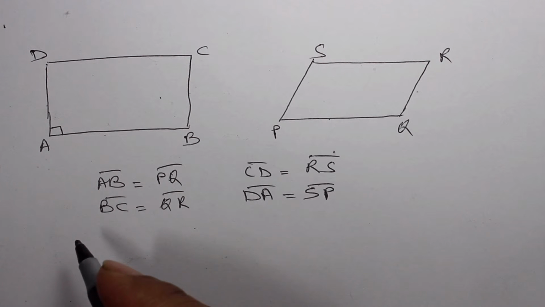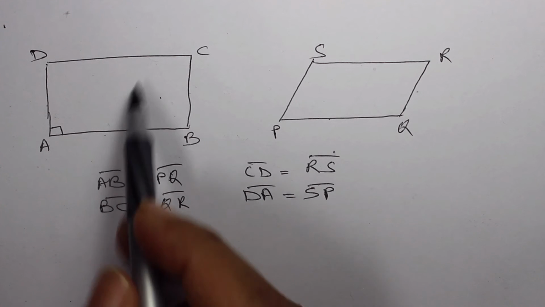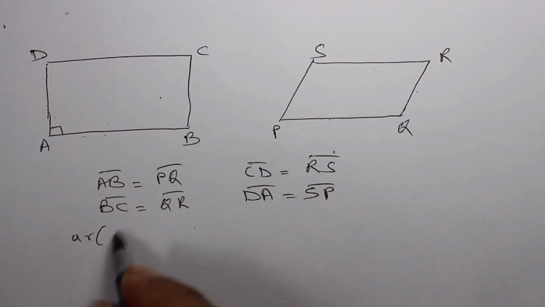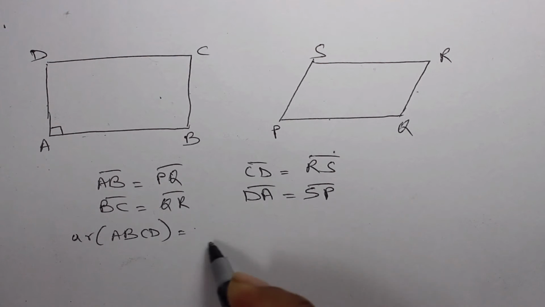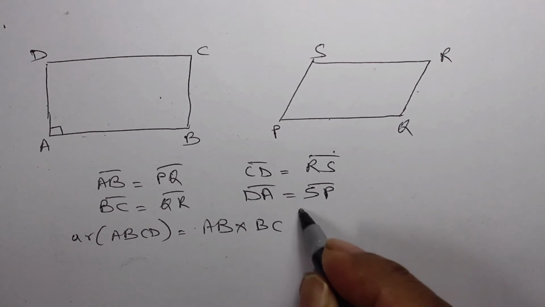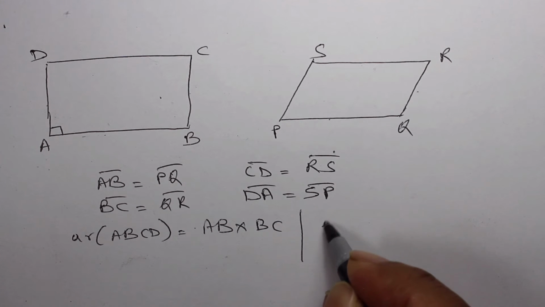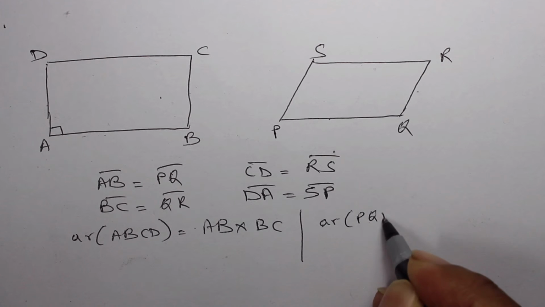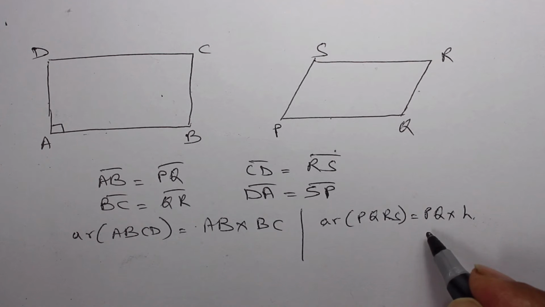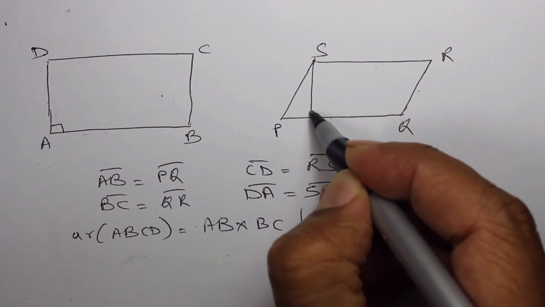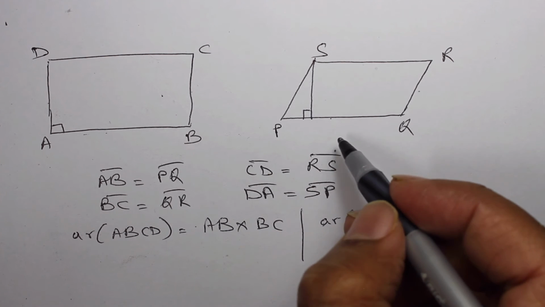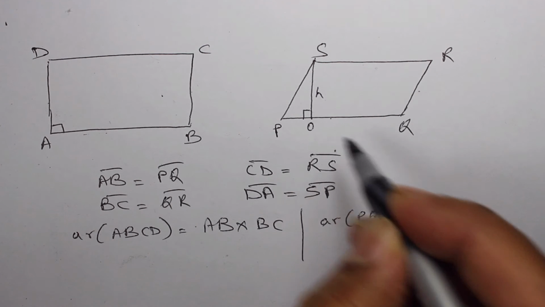It's base into height, right? So it's base into this height. So area of ABCD is AB into BC, and on the other side, the area of PQRS is PQ into height. Now, to be able to find out the height, let's draw the perpendicular height, and this is 90 degrees, and this is H, so call this point O.